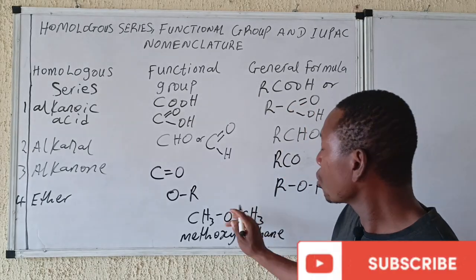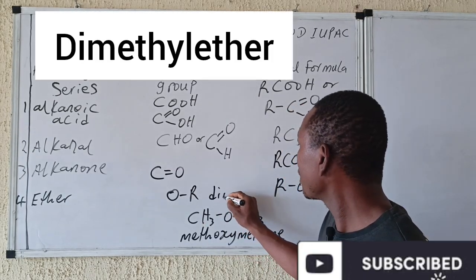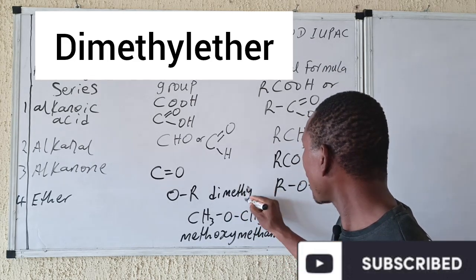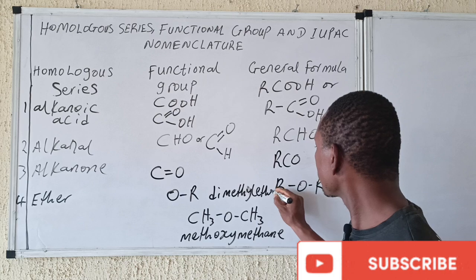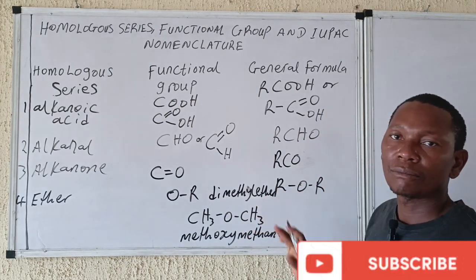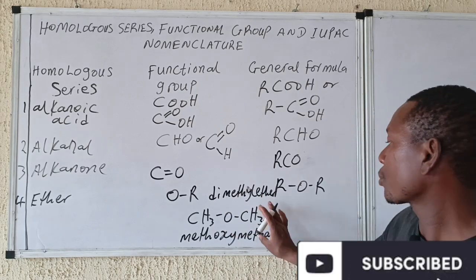So you can use the fact that both sides are methyl and use the word dimethyl ether. So dimethyl, then ether. Simple. It's also correct. This is the old name for this compound.